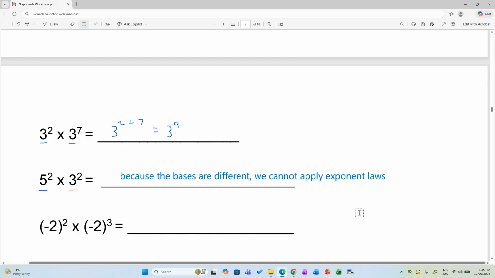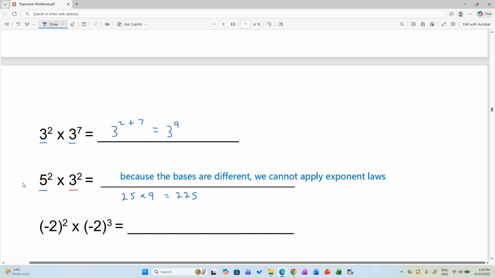And if we can't apply exponent laws, what we can do is still just evaluate the question. So if I were just to evaluate, I can solve for it. I just can't put it as an exponent. So if I were to solve for this, 5 squared is simply 25. 3 squared is 9. So I can write 25 times 9 and simply compute my answer instead. And that's as far as I can possibly go. So in this case, this would be 225. But again, I can't put it as a single base with exponents because my bases are different.